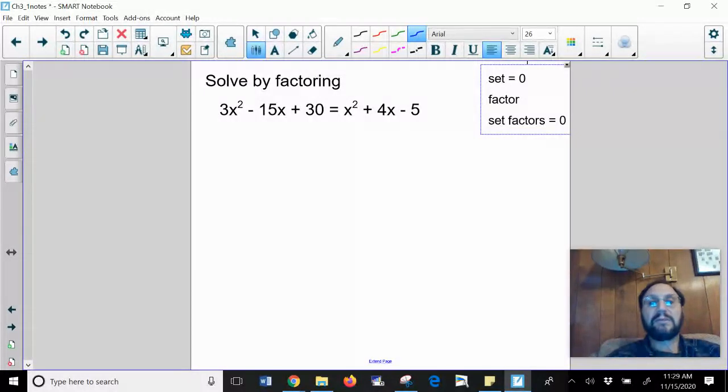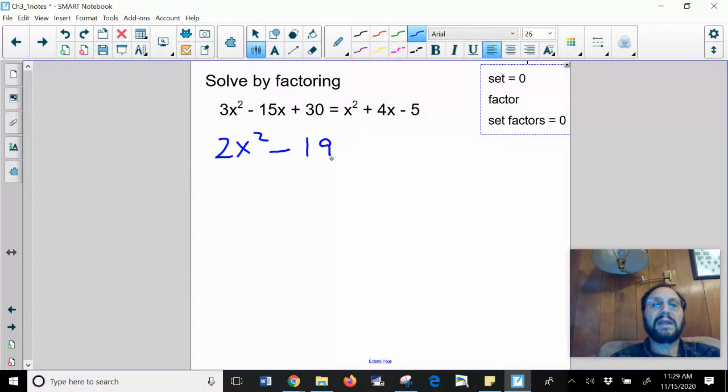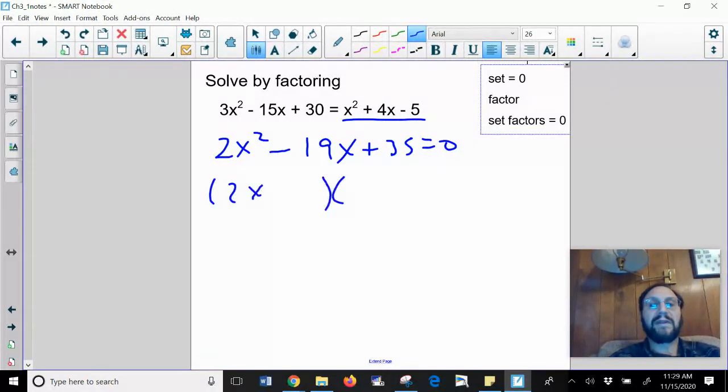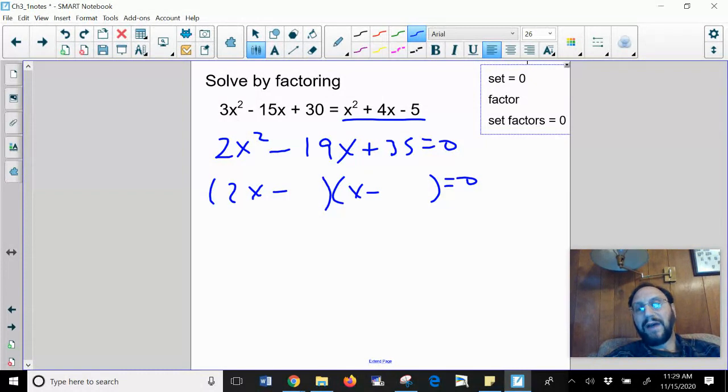Let's see what happens. I'm going to subtract x squared from both sides to get 2x squared. Subtracting 4x squared to get negative 19x. And adding 5 to both sides, I get 35 equals 0, because this side I've gotten everything off of that side now, right? Well, this one's just like the last one, except now I know what the signs are, because if they multiply up to a positive 35 and add up to a negative 19, I've got to have both negatives, right? Well, the easiest thing to multiply up to 35 would be 5 and 7, or 7 and 5, so that must be what it is.